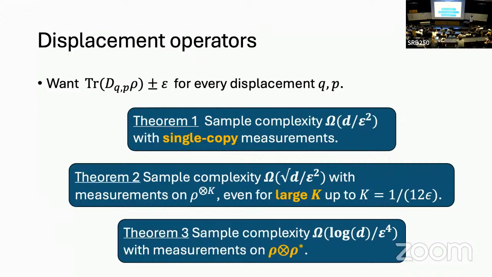Theorem 2 is a more surprising one. Even if I measure rho tensor rho many times, up to k times, where k can be pretty large, it depends on epsilon, right? Then still the sample complexity is lower bounded by the square root of d. So remember, d is some exponentially large thing. So this is still an exponential number of measurements that I need to make, even if I entangle many copies of the state. However, if I'm allowed to measure rho tensor rho complex conjugate, then suddenly I can perform this task using only log d samples. So exponentially better than the previous two.